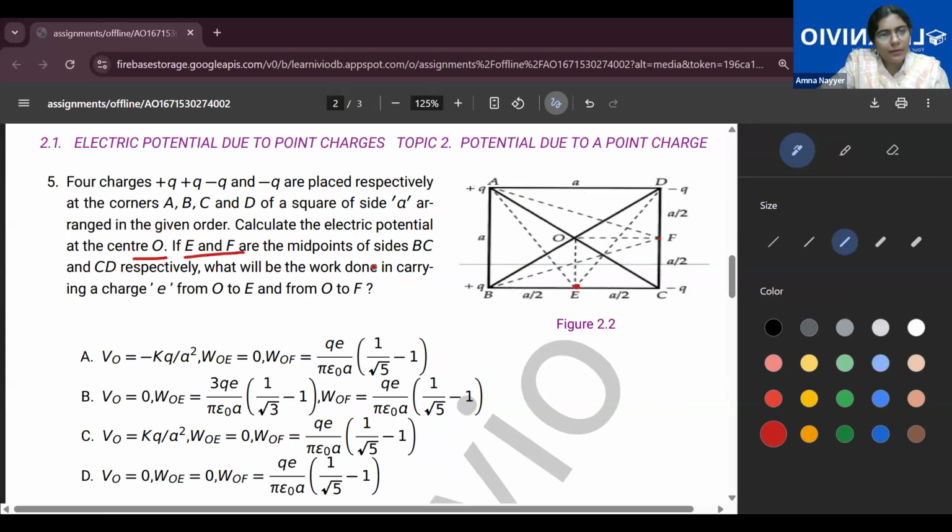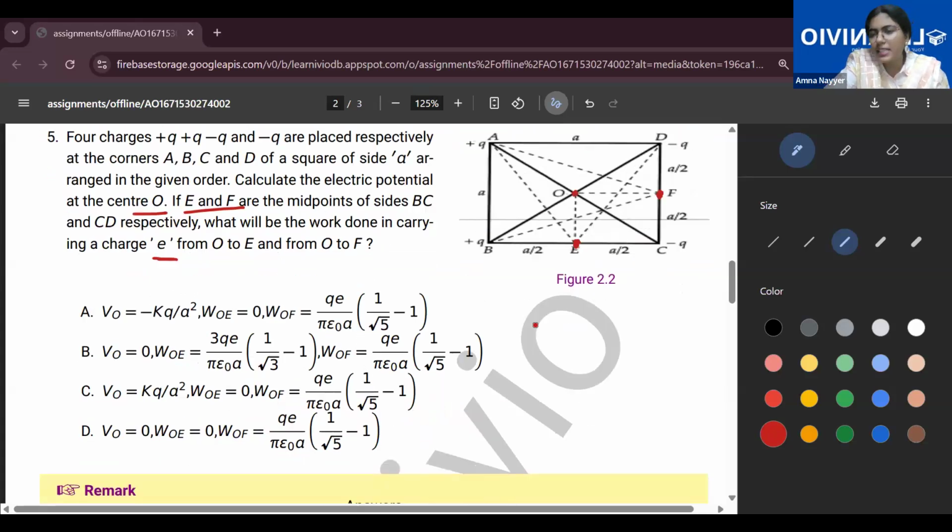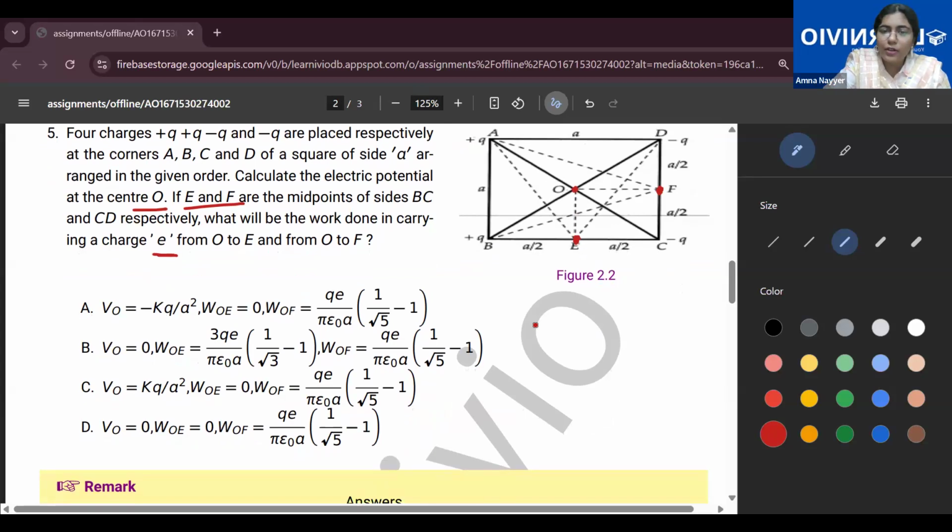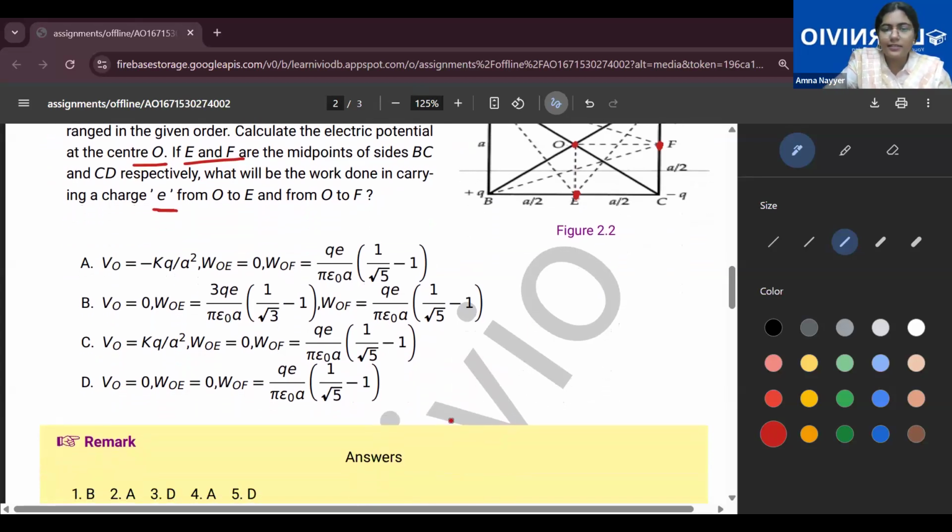If E and F are the midpoints of both sides, this is E and this is F. What will be the work done in carrying a charge from O to E and from O to F? See class, O to E or O to F, this is basically asking at the center. Whenever it says from this point to this point or that point to that point, look here, I'll just write this.